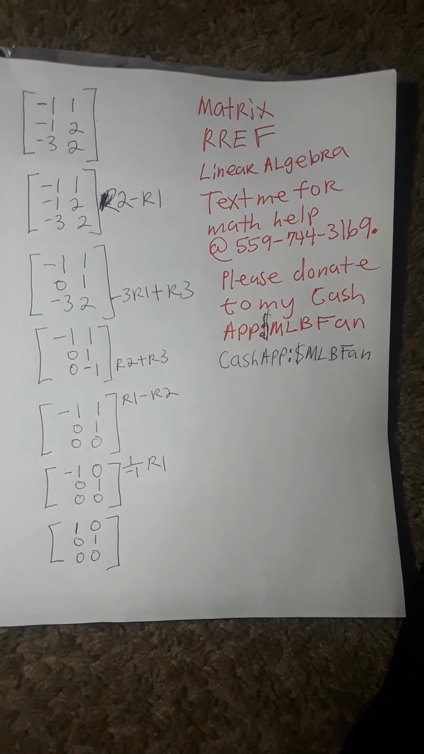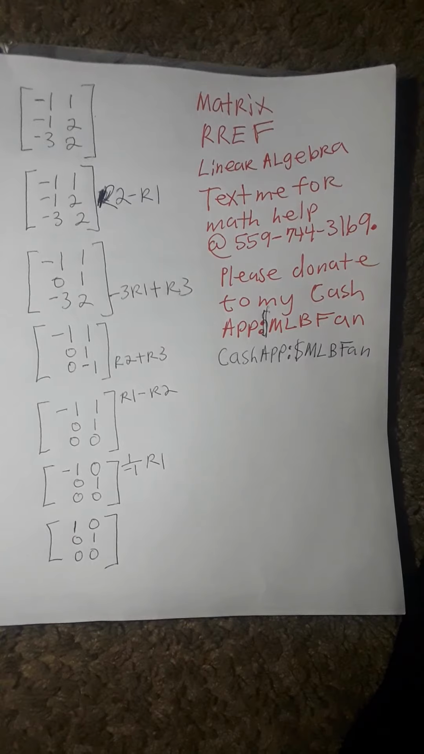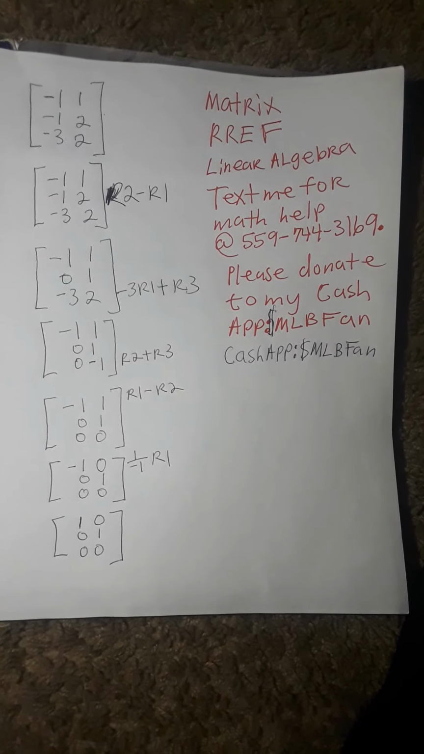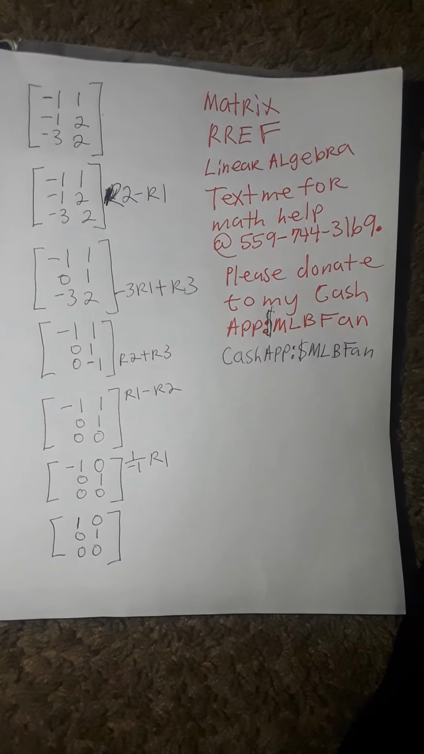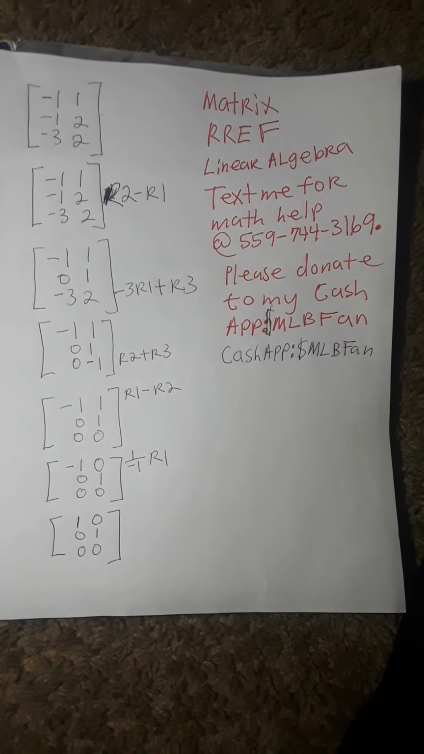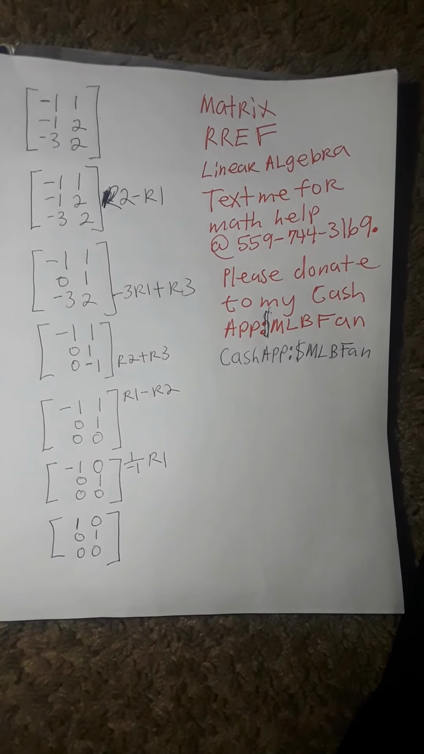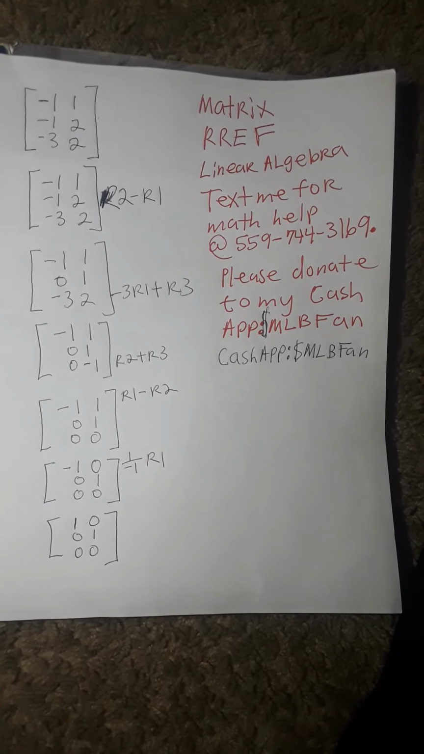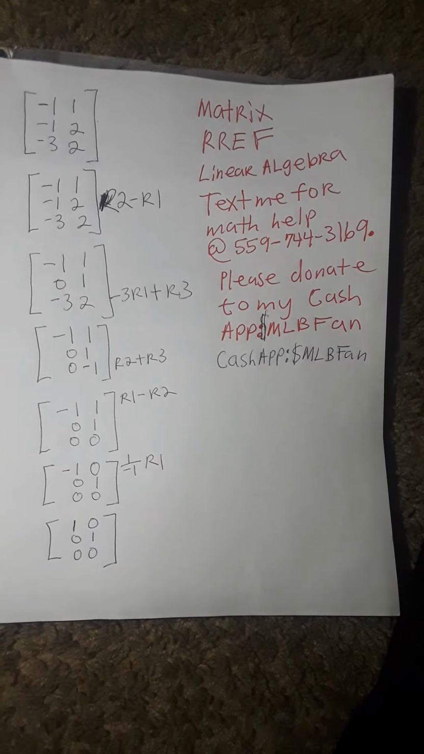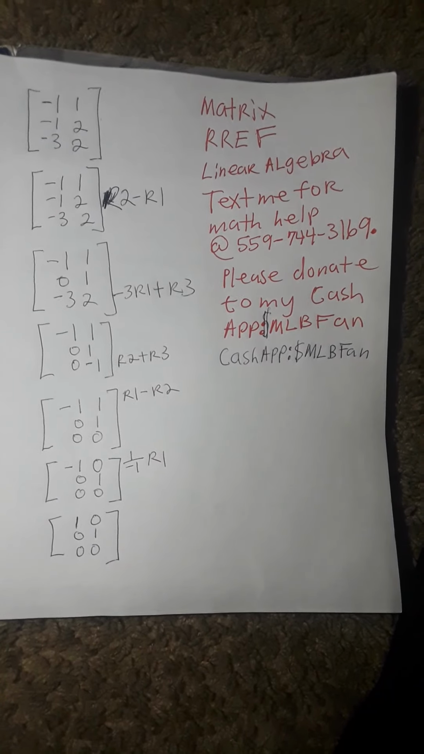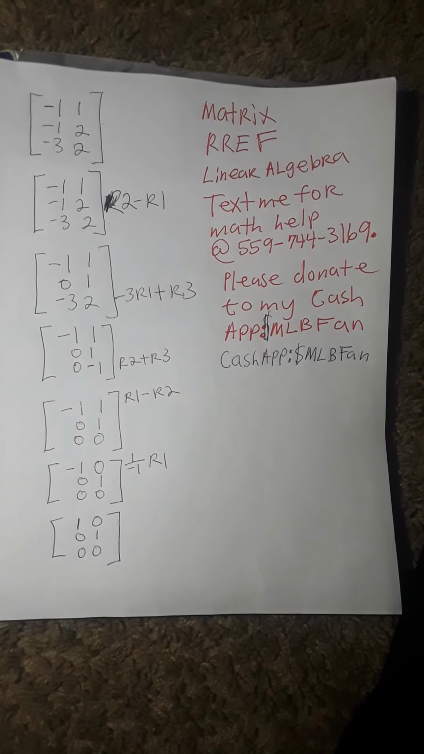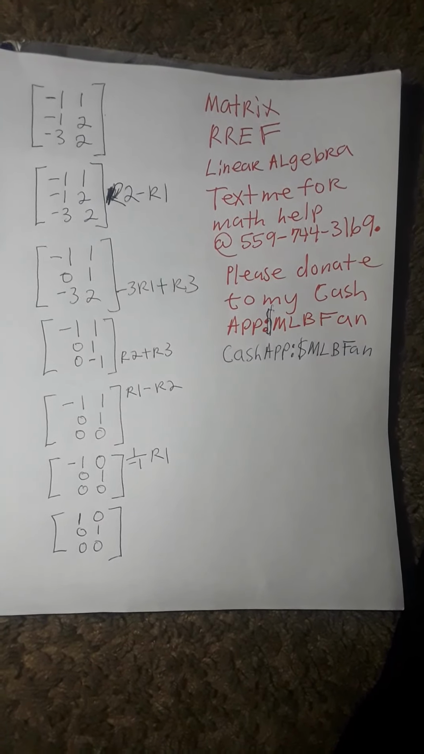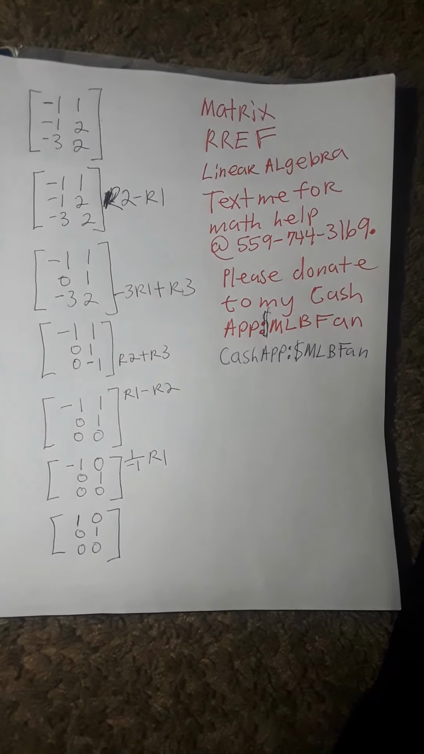Now we want to do row 1 minus row 2. So now in row 1 we have -1, 1, and then in row 2, 0, 1. So -1 minus 0 gives you -1 again, and 1 minus 1 gives you 0. So now in the new matrix, we should see -1, 0, 0, 1, 0, 0.